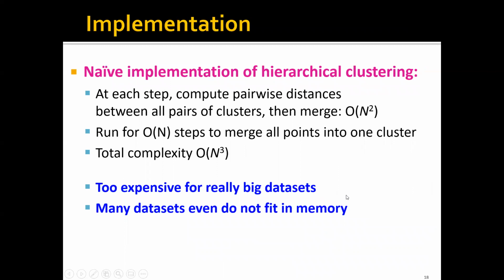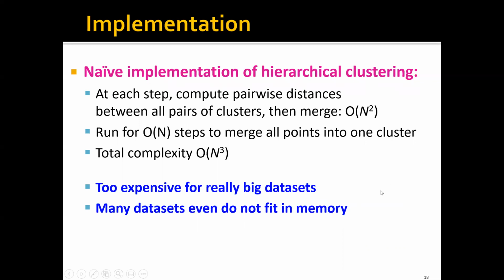Note that in terms of implementation of hierarchical clustering, at each step, we will need to compute the pairwise distance between all pairs of clusters and then merge them. So basically, it's going to take O(n squared) time. And we need to run for n steps to merge all the points into one cluster. Remember that at each step, the number of clusters will decrease by 1. Therefore, in total, the complexity will be O(n cubed), and this is way too expensive for really large data sets.